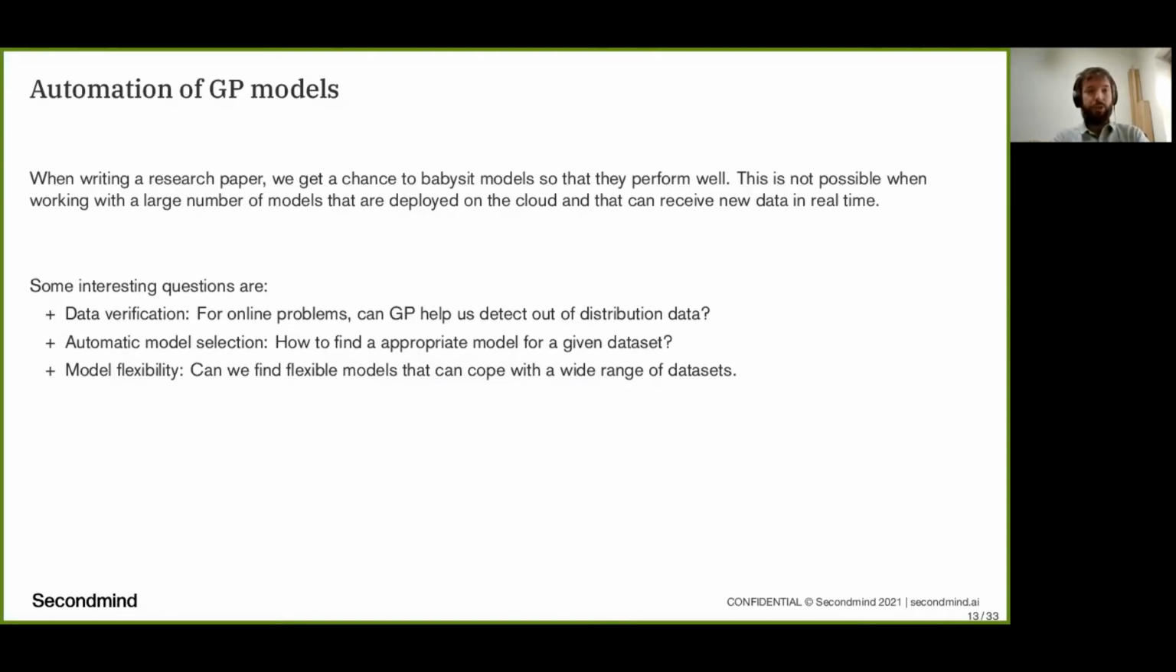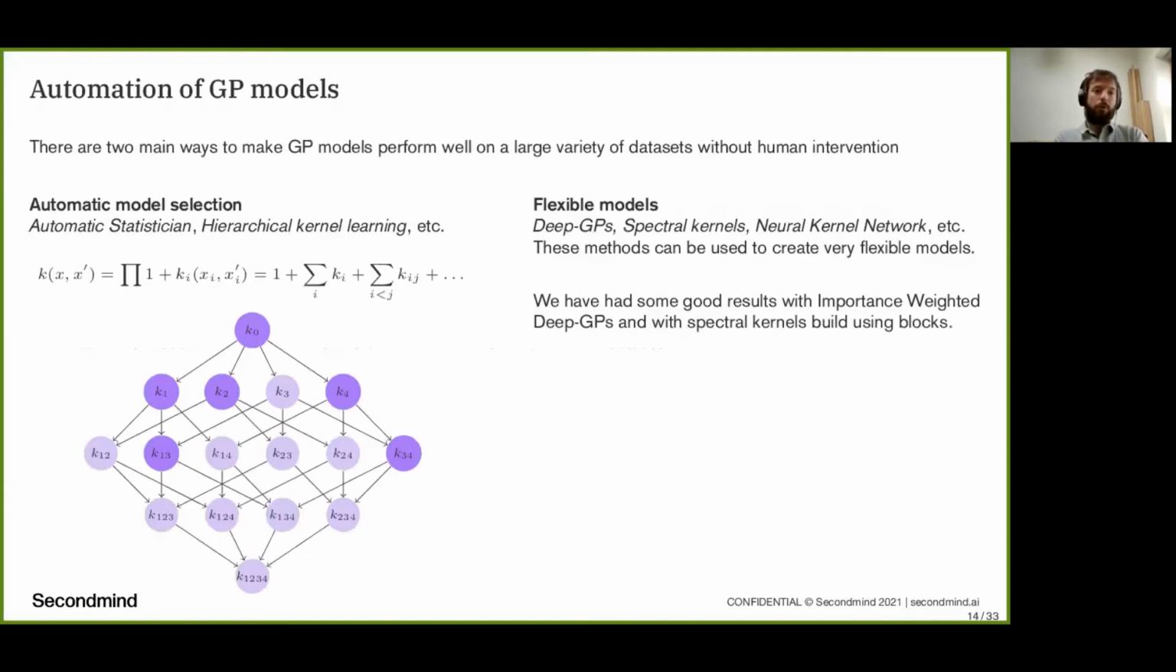The type of questions that are interesting is, for example, data verification. How can I make sure that the data the model receives makes sense, and can I use an already existing GP model to assess that the data I receive is good? Automatic selection is about how we can automatically find a good model for a given data set. And the last one is, can we have models that have lots of degrees of freedom so that they can adapt to lots of different data sets? I'm going to talk about the last two, automatic model selection and flexible models, in a bit more detail.